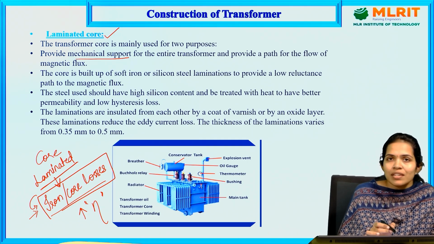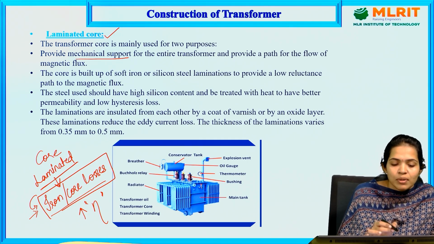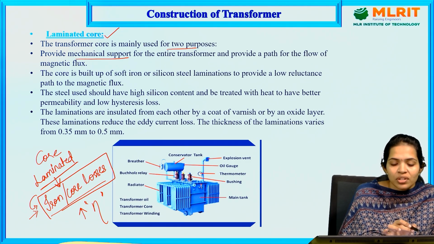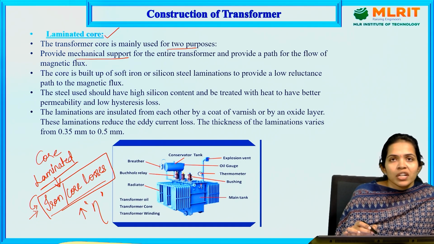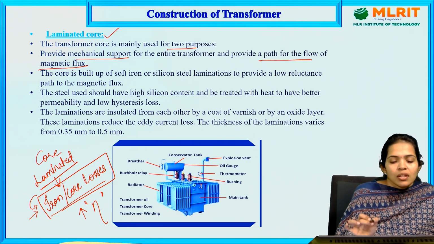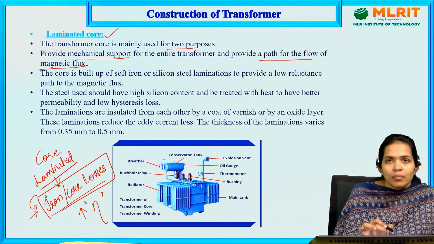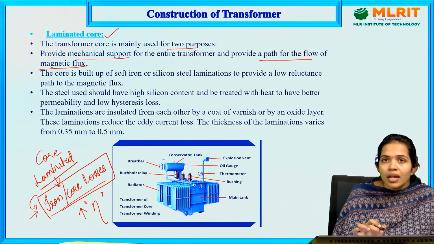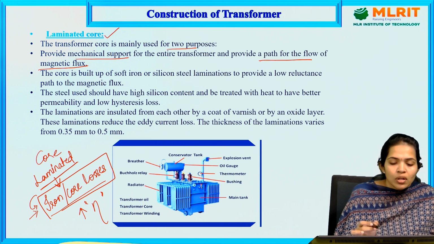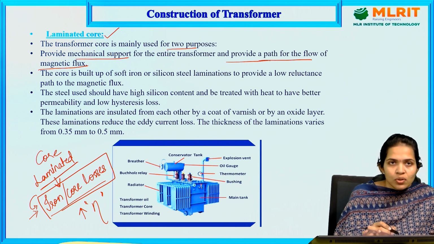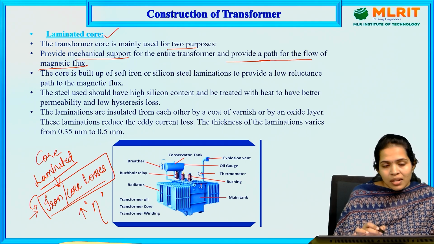So the basic function of this laminated core is that it serves two purposes. One purpose is to provide mechanical support to the transformer, and the other function is to provide the path for the flow of magnetic flux. As we have seen, the two windings, the primary winding and the secondary winding, are wound on the magnetic core. So it has to provide a path for the flow of flux between the two circuits, that is, the primary circuit and the secondary circuit.